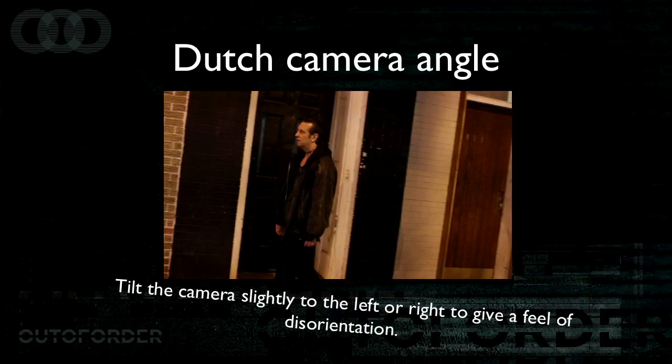Dutch camera angle. This is not something I do often, so I don't even have a clip to show you, but basically all it is, just tilt the camera slightly off axis, and you're just supposed to give a feeling of disorientation. So if you have a scene where you want a character or something to feel disoriented, if you just have the camera and you turn it like this, it'll feel disoriented. And the best way to make this successful is to have a very descript background.